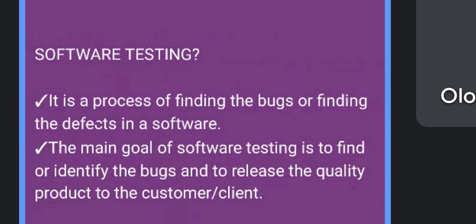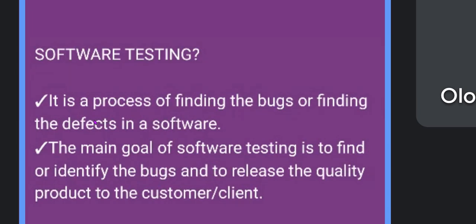So, what is the main goal of software testing? The main goal of software testing is to find or identify the bugs, and also we need to release the quality product to the customer or client. So, that is the main objective or goal of software testing.